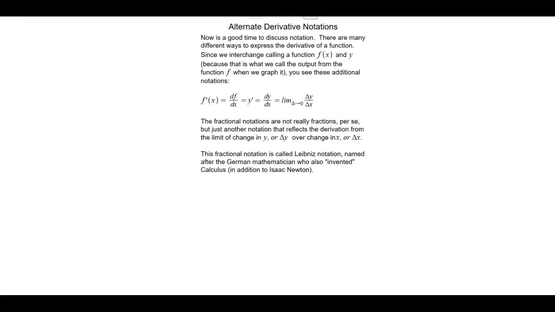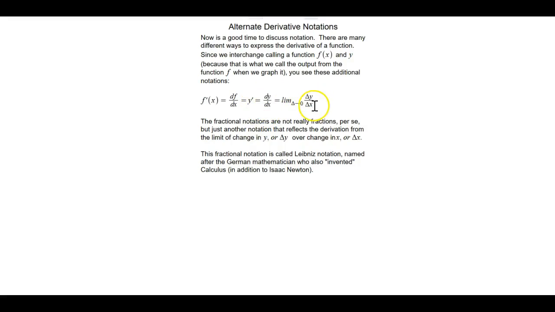So I wanted to also talk about alternate notations. We've seen f prime of x a lot already, and there are a couple of other ways that you're going to see this expressed. df dx means the derivative of f with respect to x. y prime is another notation for f prime. dy dx, which is change in y over change in x.